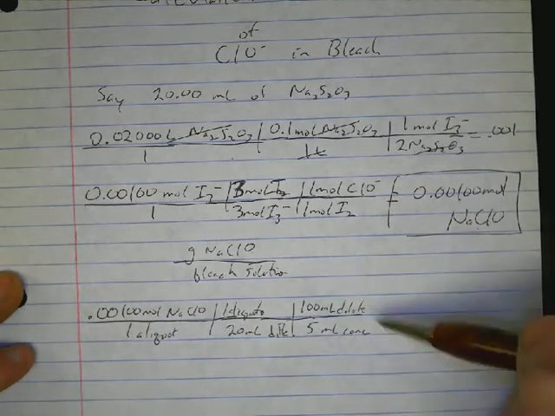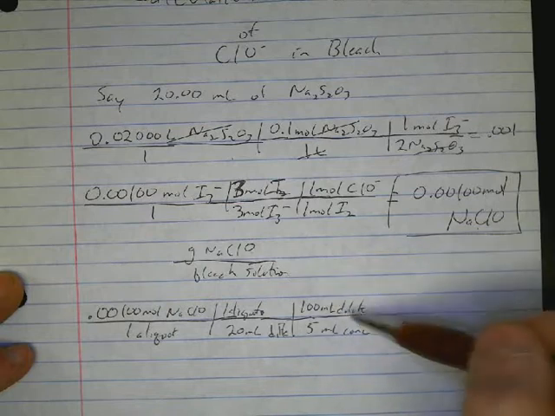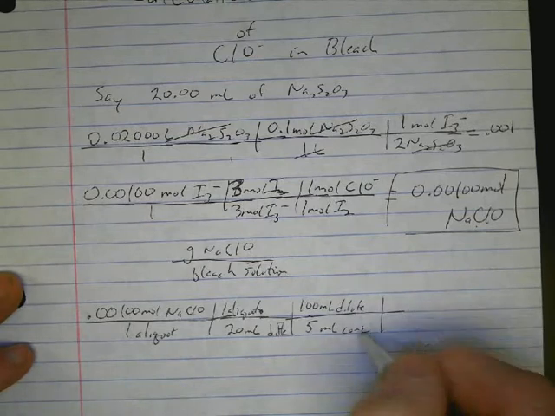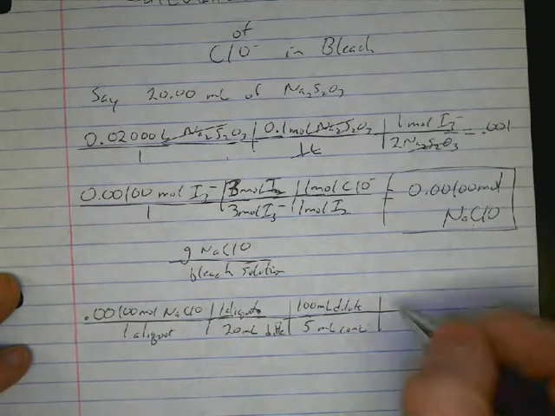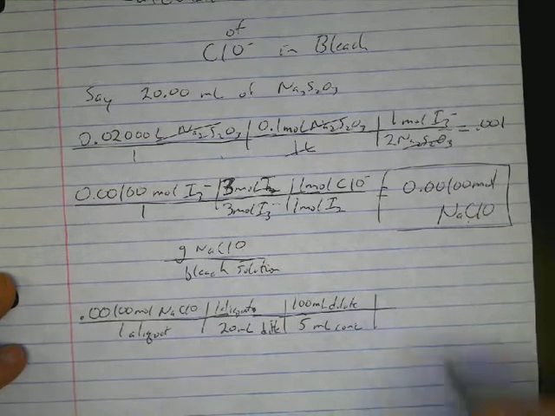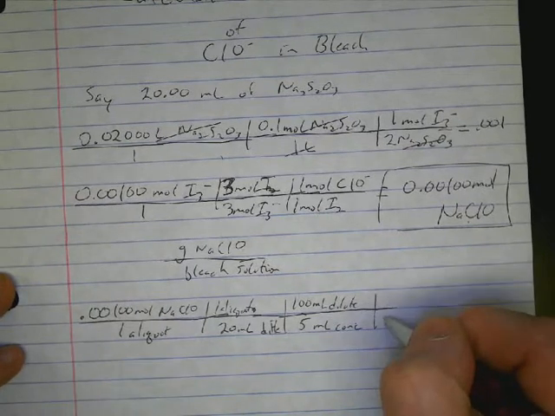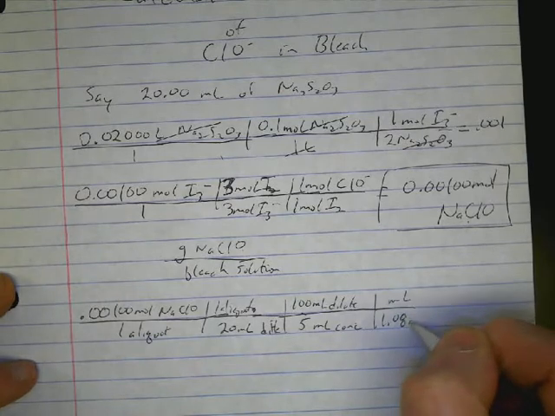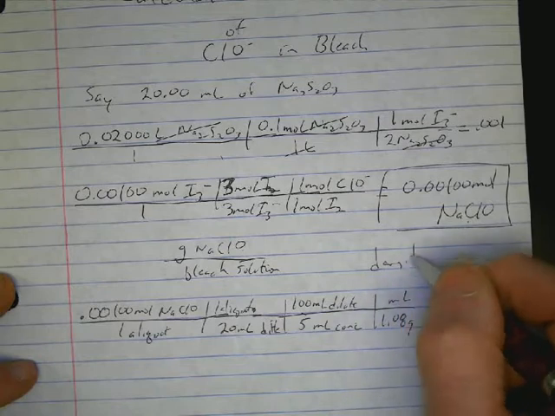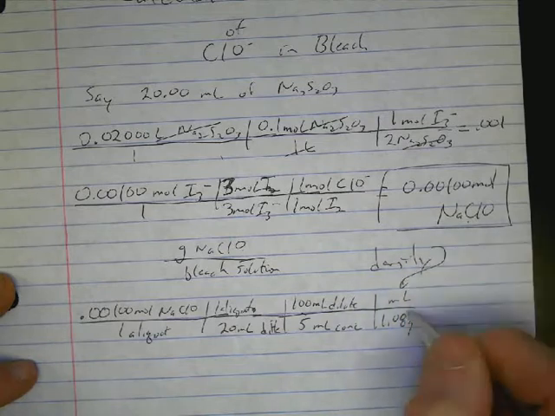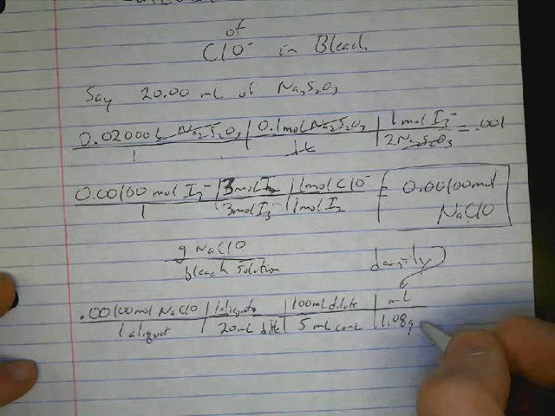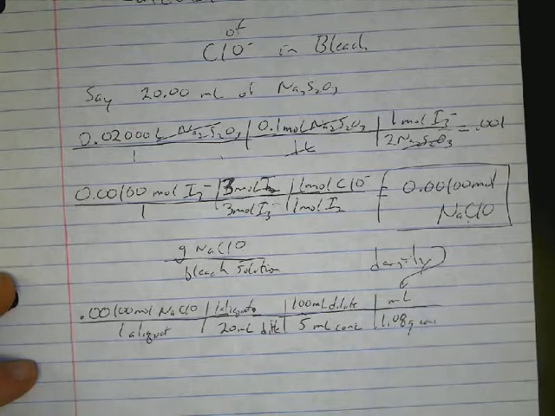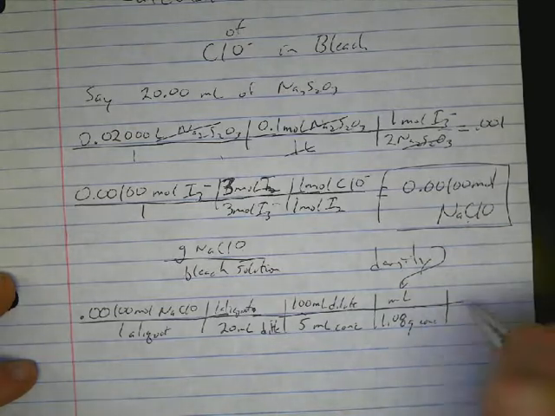Now look what I've done. I have the concentrated bleach solution on the bottom, and that's exactly what I have to have. So here I'm going to have to convert this into grams. The concentrated bleach solution had a density of 1.08 grams per milliliter, so that's the density of the concentrated stuff. All right?